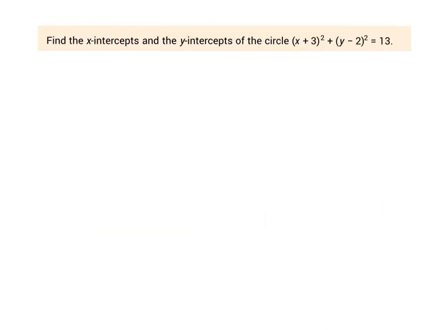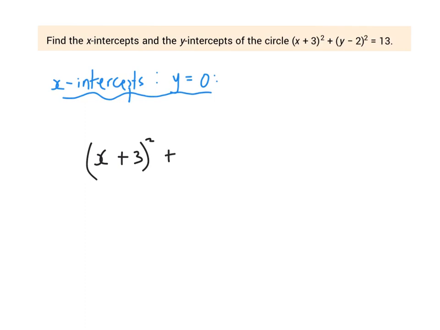Okay, so here we're asked to find the x-intercepts and the y-intercepts of the following circle. So if we begin with the x-intercepts, we know that that's when it crosses the x-axis. So at that point, y is equal to 0. So here we're going to have (x plus 3) all squared plus (0 minus 2) all squared equal to 13.